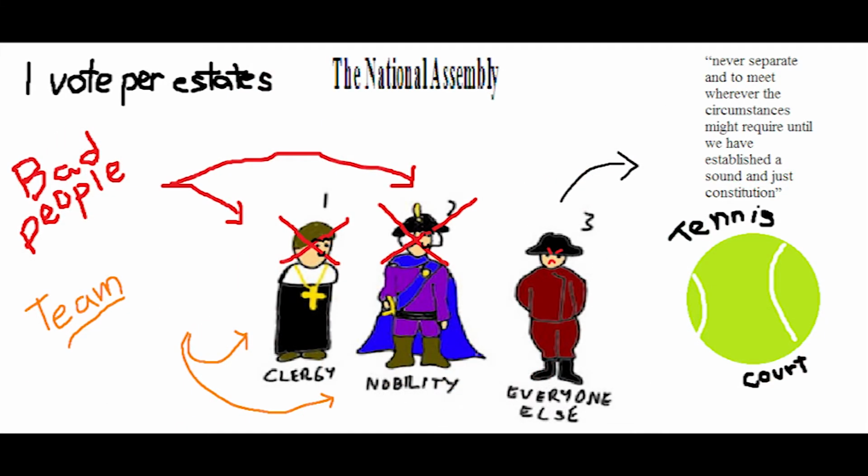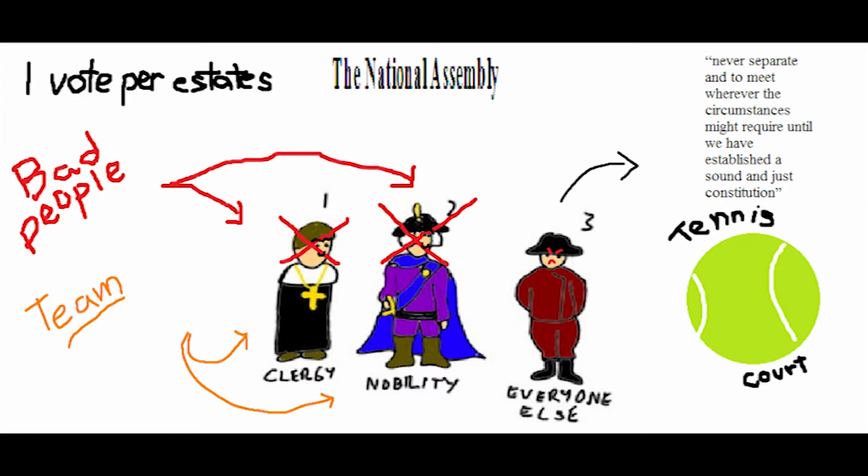June 1789, the National Assembly. In the States General, each estate only had one vote. Therefore, the first and second estates would team up and always outvote the third estate. This angered the third estate, so they left and created the National Assembly.